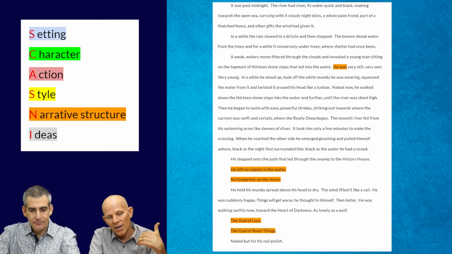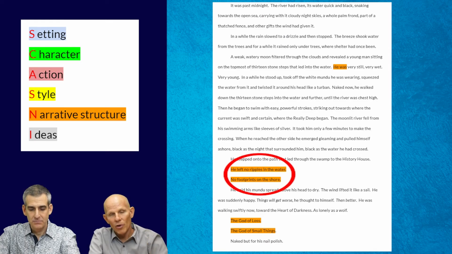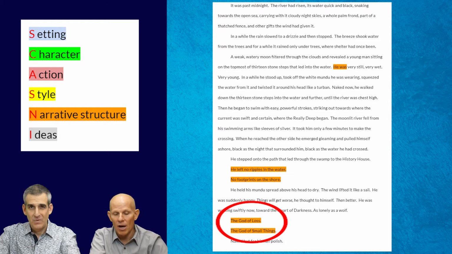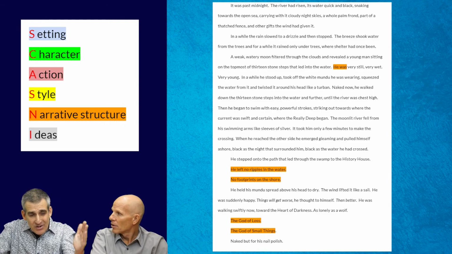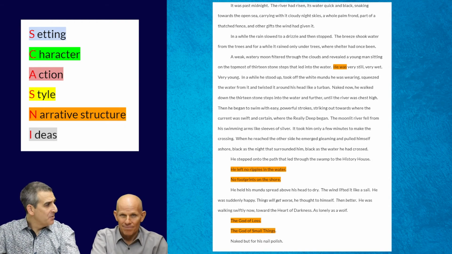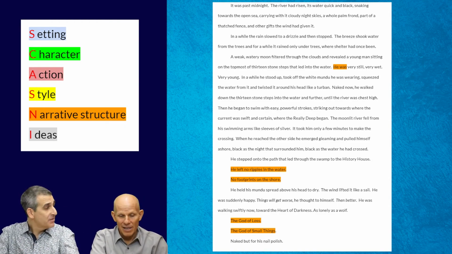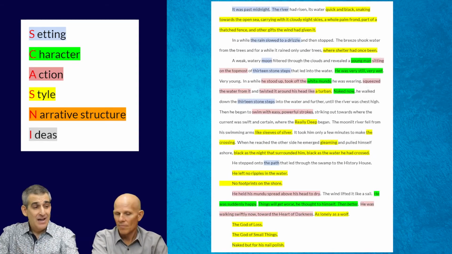And again, I think it's conveying a lot of sympathy for him, as it says he left no ripples in the water, no footprints on the shore. And it's also acknowledging that he is the God of Small Things. And again, this is to me a really important thing to talk about. Our narrator is elevating this character in status through this moment that they've crafted for us. That's right. All right, Giles, that takes us to the end of ideas.